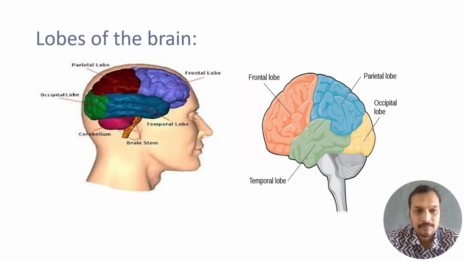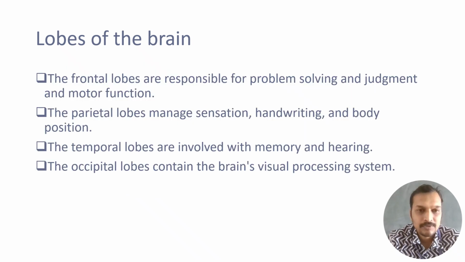Okay, so the lobes of the brain. There are several lobes: the frontal lobe, parietal lobe, occipital lobe, and temporal lobe, and these lobes consist majorly of separate parts.